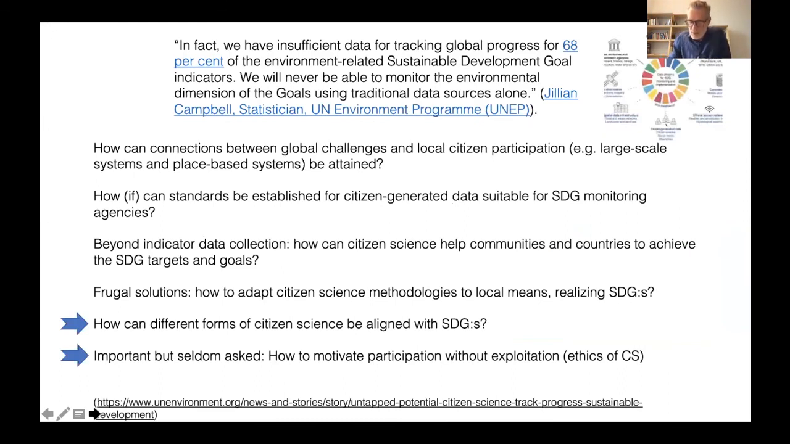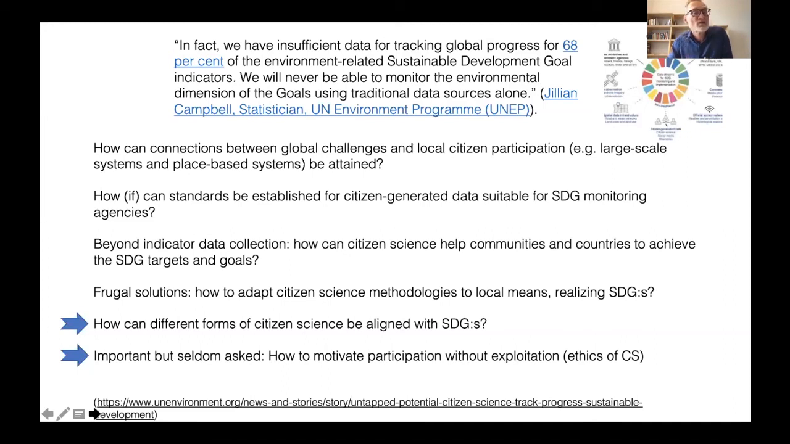And when we discuss citizen science and the possibilities of citizen science to contribute to the SDGs, which is then recognized by the UN also. This is a quote by Gillian Campbell, who is the responsible statistician for the UN Environment Program. She says, in fact, we have sufficient data for tracking global progress for 68% of the environment-related sustainable development goals. We will never be able to monitor the environmental dimension of the goals using traditional data sources alone. So there is high expectations on citizen science, or could be other forms of non-traditional data acquiring also.